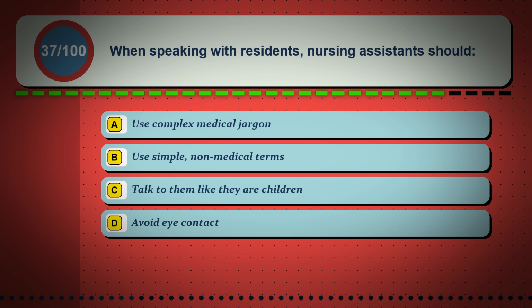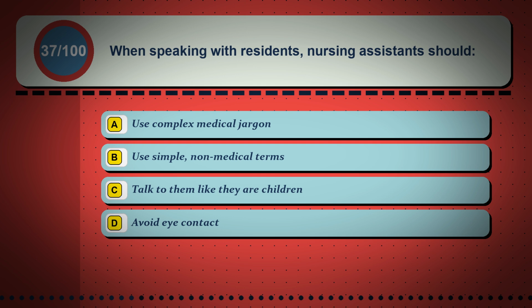Question 37. When speaking with residents, nursing assistants should: Option A, use complex medical jargon. Option B, use simple, non-medical terms. Option C, talk to them like they are children. Option D, avoid eye contact.